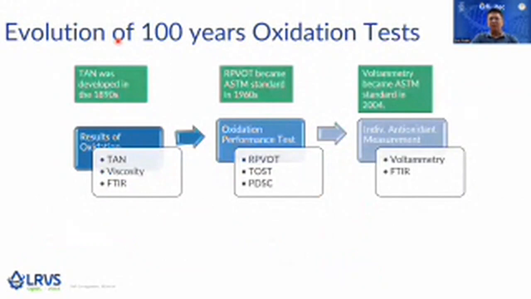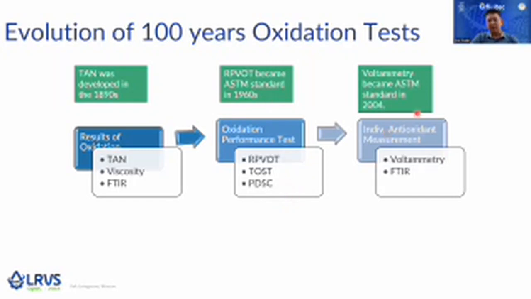Now we are looking at the evolution of 100 years of oxidation testing. In the 1950s, the RPVOT, TOST, and PDSC were used at the time, which are mainly to measure the current condition or performance of the lubricants. In the 1960s, with the development of hot rotary equipment like gas turbines and the development of base oil formulations, the RPVOT was developed. Basically, it was an oxidation performance test, to test the current performance.